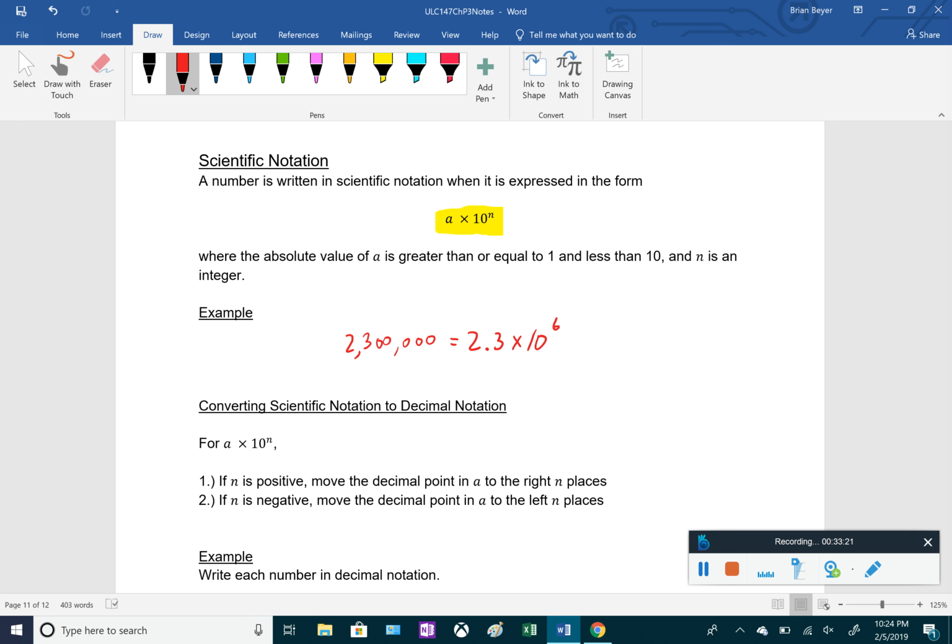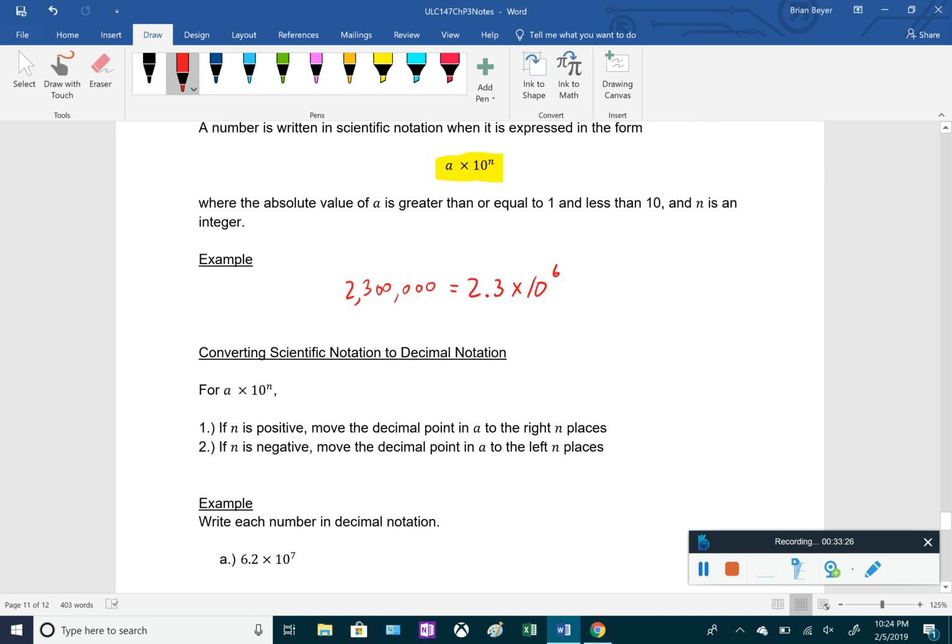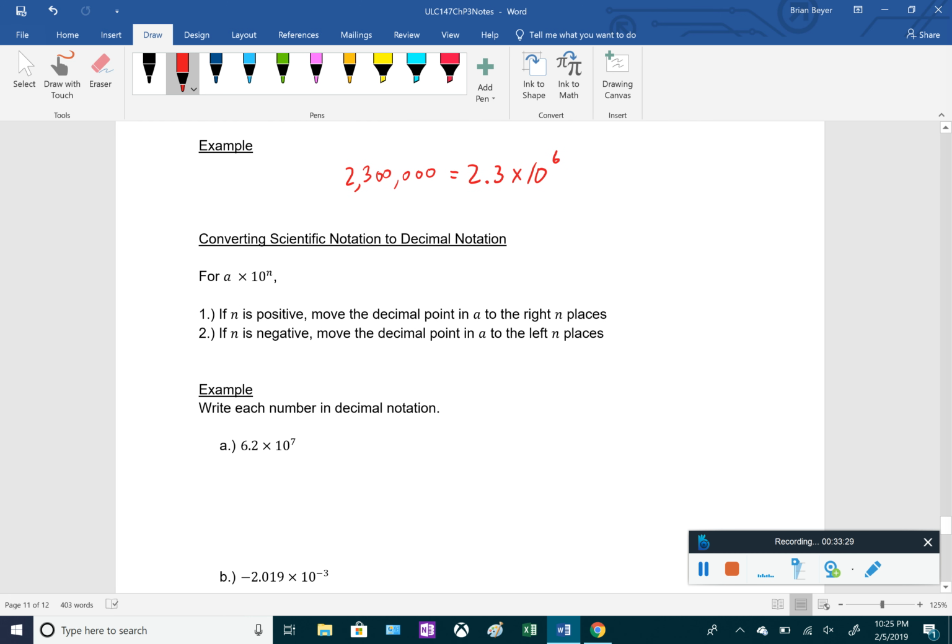So that's pretty much saying it's 2.3 times 1 million, which is 2.3 million. So it's scientific notation on the right, decimal notation on the left. When we're converting from scientific notation to decimal notation, all this is going to be is essentially moving the decimal place. If that exponent n is positive, we move the decimal point to the right n places. If the n is negative, we move it to the left n places. So it's really as easy as that.